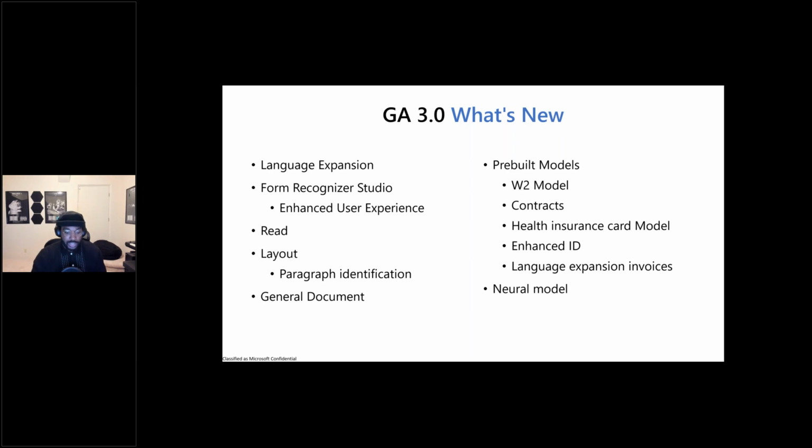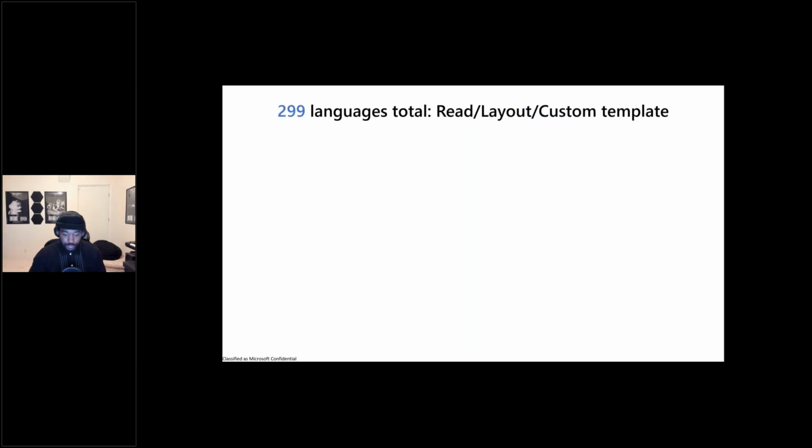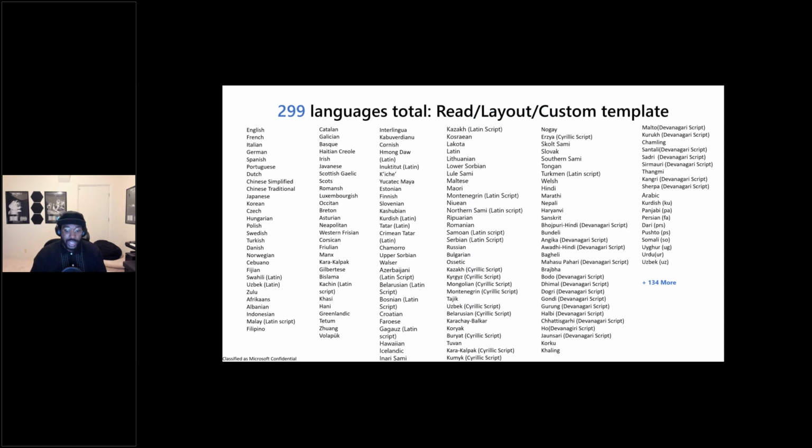So let's start with languages. Right now, Read, Layout, and Custom Template support 299 languages. We are currently expanding language support to make our product more useful to customers. Not all 299 languages are pictured here. We recently expanded to 134 more that are not on this screen. These languages include Greek, Latvian, Serbian, Thai, Ukrainian, and Vietnamese, along with several Cyrillic and Latin languages. For the full list of supported languages, you can reference our official documentation.